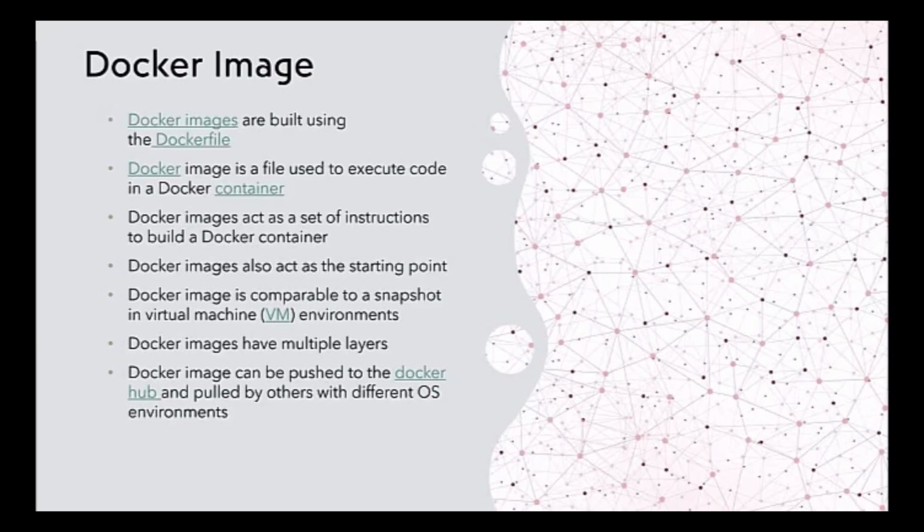Docker images also act as the starting point when using Docker. An image is comparable to a snapshot in virtual machine (VM) environments. Docker images have multiple layers, each originating from the previous layer but different. A Docker image is a platform-independent image that can be built in the Windows environment, and it can be pushed to Docker Hub and pulled by others with different OS environments like Linux.